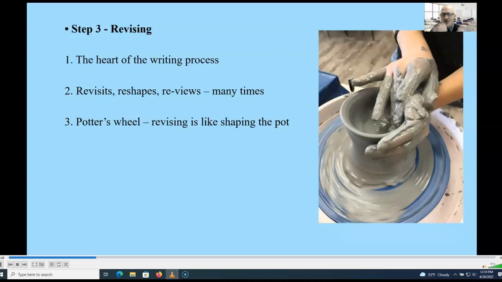You're moving parts of your paper around. You're adding stuff, you're taking stuff away. A good writer knows what not to put there. A good writer is able to take stuff away and say, that doesn't belong there.